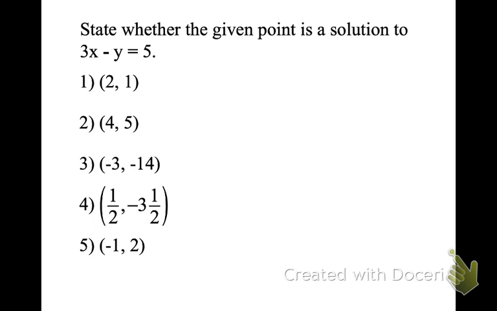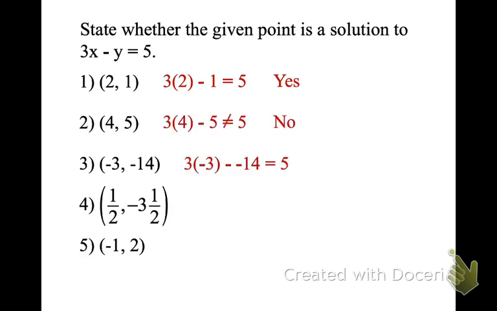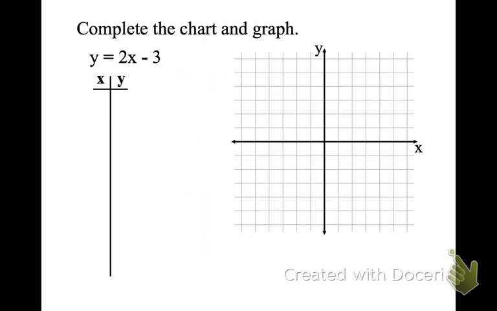So again, we're just trying these points in the equation. If it works, it's a solution, right? 3 times 2 is 6, minus 1 is 5. Is that a true statement? Yes. So it's a solution. 3 times 4 minus 5, that's 12 minus 5, does not work. Be careful with your negatives. You're going to have to do some fraction.